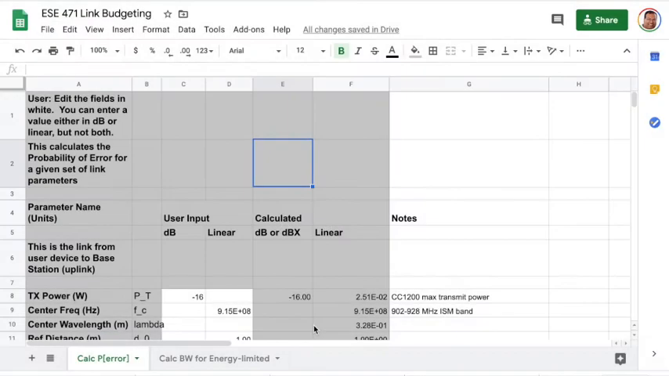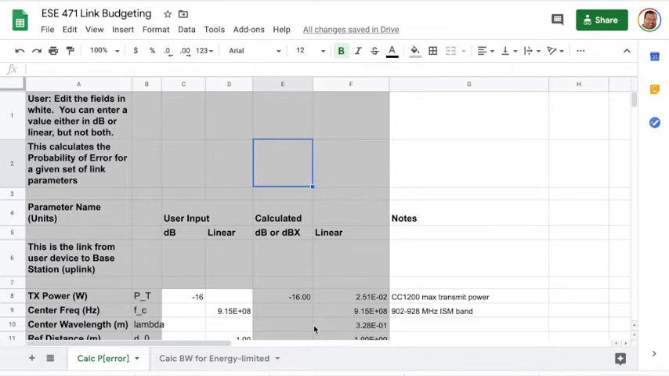This is Neil Pitwari. This is a segment on link budgeting for ESE 471. I'm going to show you a spreadsheet that I built to do the link budgeting and calculate the probability of error and bandwidth and other parameters.